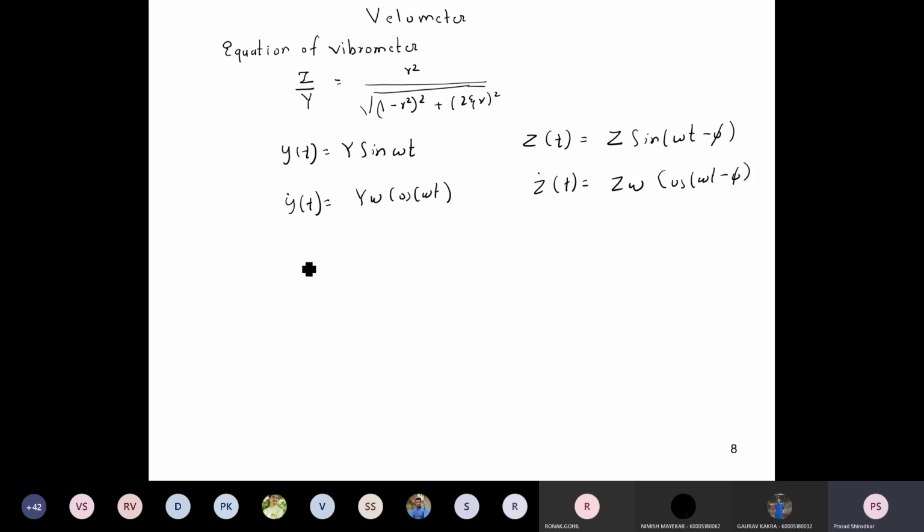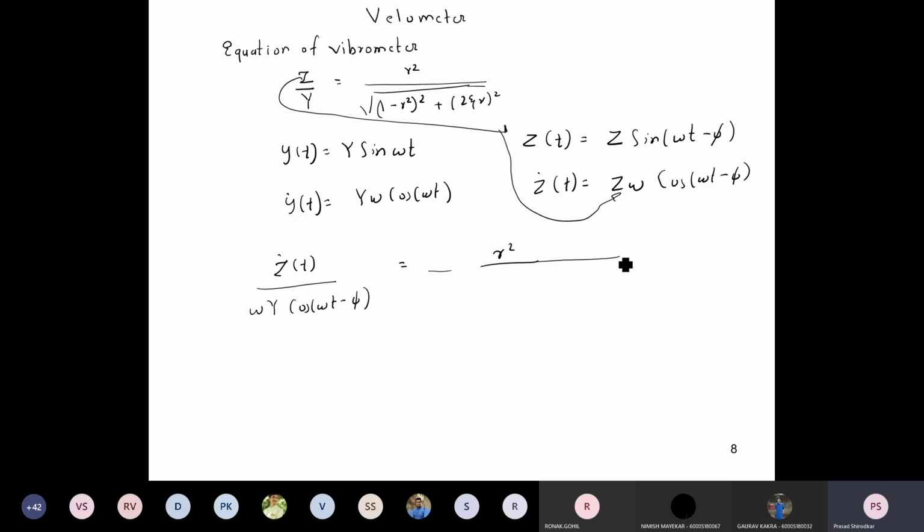Alright. So substitute the value of Z here in terms of z dot t, from this equation. Alright. So I get z dot t divided by omega into Y cos omega t minus phi is equal to R square upon square root of 1 minus R square whole square plus 2 zeta R whole square.